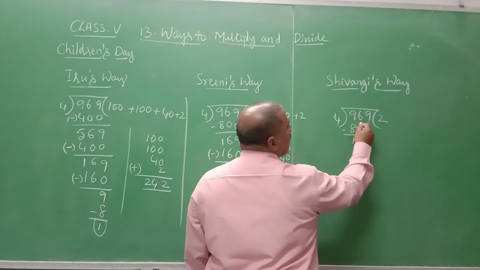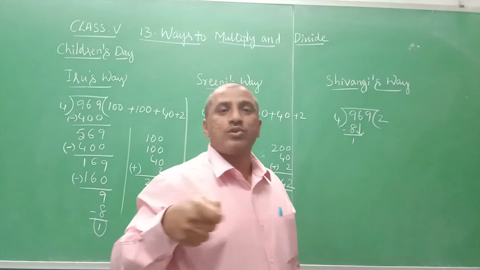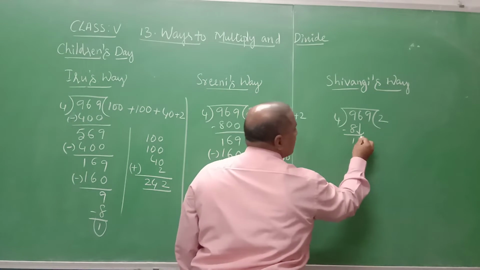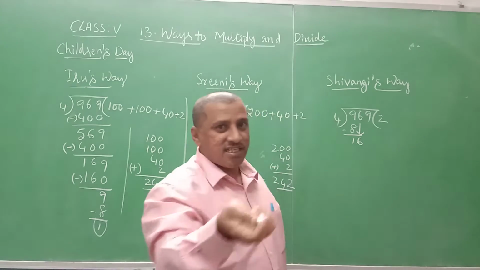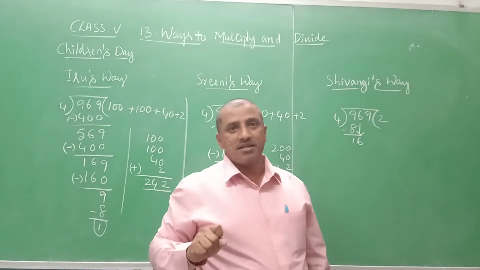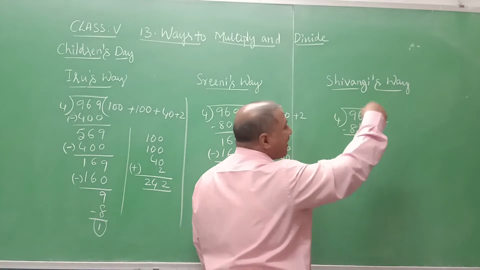Now she kept an arrow mark down to the 6. What for? To remember that next I have to bring down the next digit, which is 6. So she kept an arrow mark there. We will keep an arrow mark so that we remember to bring down the next digit.